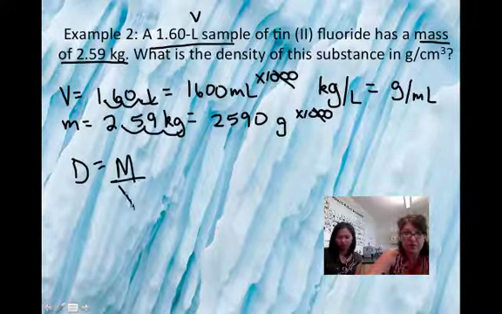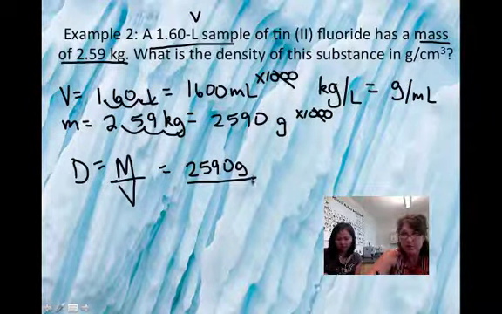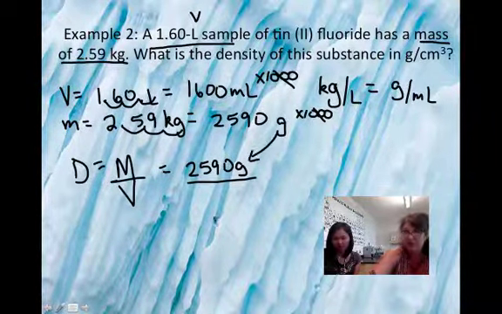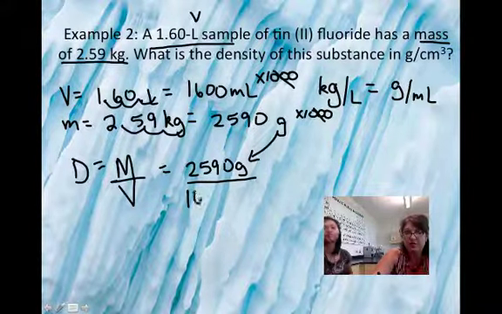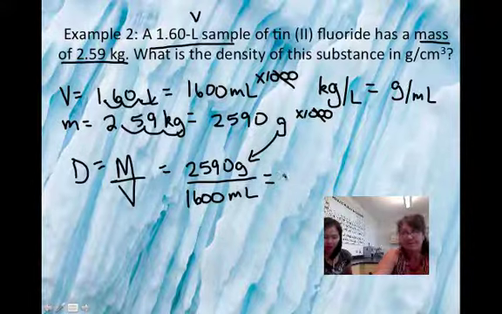Density is mass over volume. So we take 2,590 grams divided by, and this is why I'm putting units there, to make sure I put the right thing on top, 1,600 milliliters. And what do you get? That will give me 1.61875.